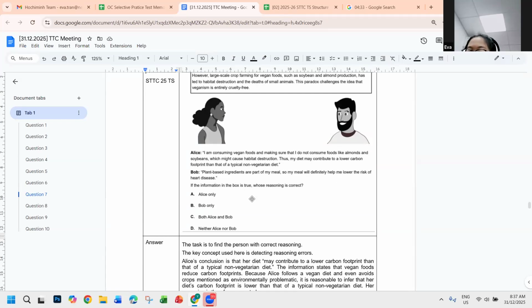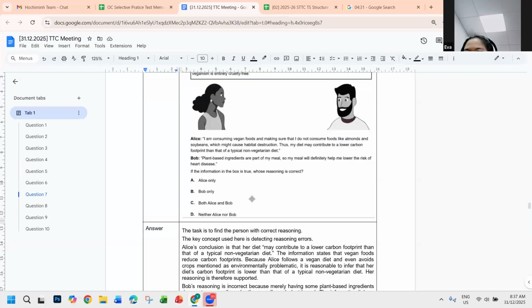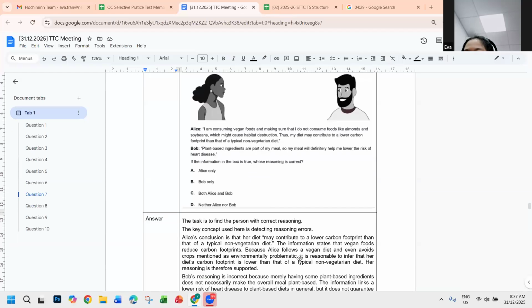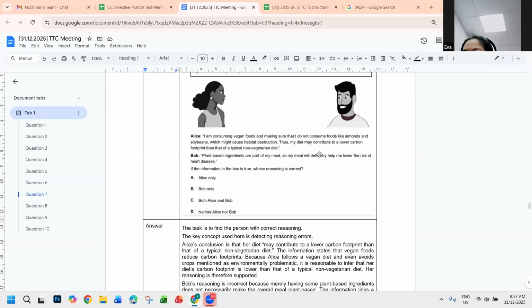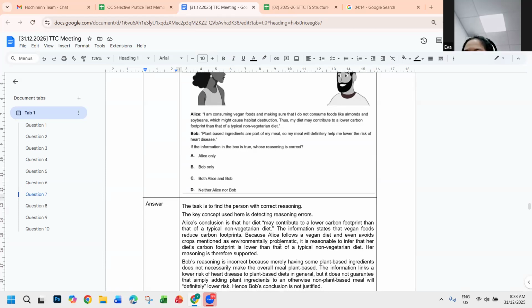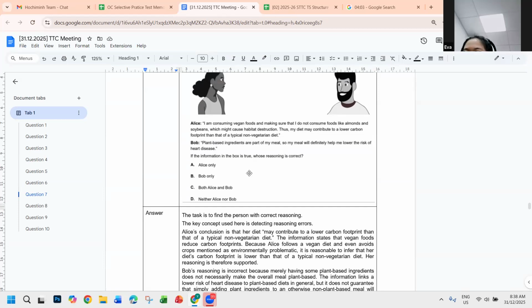If the information in the box is true, is the reasoning correct? For Alice's reasoning, we see the information in the box, and she also follows the vegan diet and avoids crops like almond and soybean here. It's reasonable to infer that her diet's carbon footprint is lower than that of the typical non-vegetarian diet. So Alice's reasoning is correct.